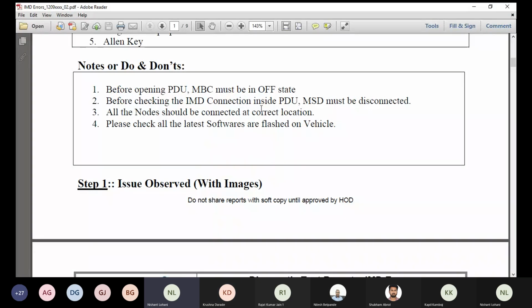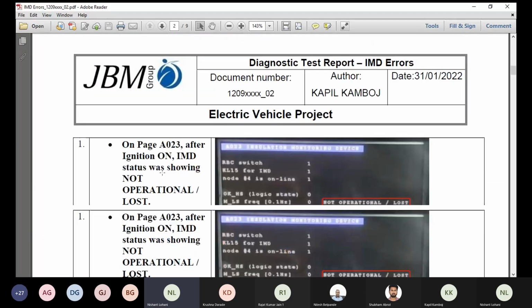When we face an issue like insulation failure, there can be many reasons why the insulation is failing. It is not always that the insulation has actually failed. There are many cases where the LV connection is not proper.